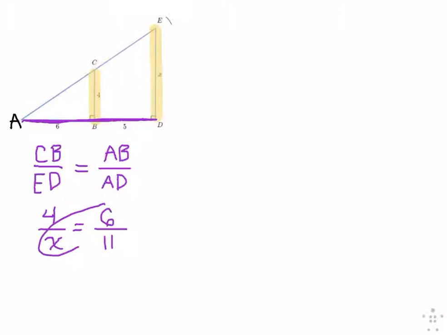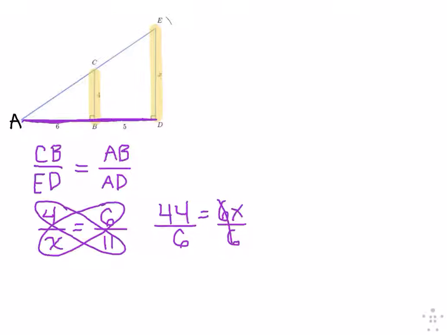So now we could cross multiply. So we have 44 equals 6x, and then you can divide by 6 on both sides. And that's going to give you 7.3 repeating. Alright, and I want to draw one more example to show you, because this one is a little bit more challenging. So let me draw another example.